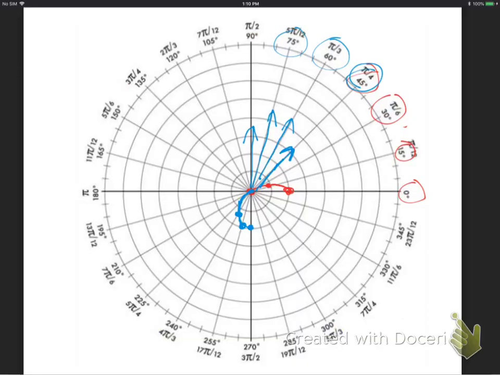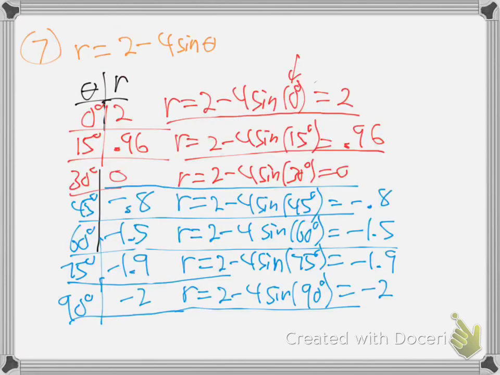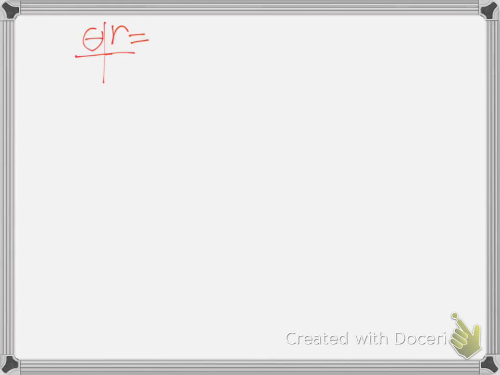I'm going to go 120, 150, 180. I'm just going to go boom, boom, boom. Do a whole next quadrant. That's okay. So I've got to do a new page here. Theta, r equals, what is it? 2 minus 4 sine theta. 2 minus 4 sine theta.